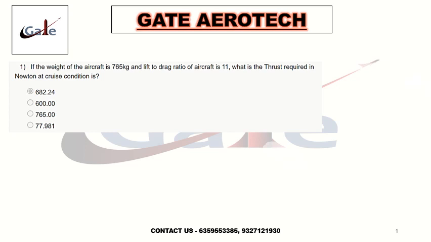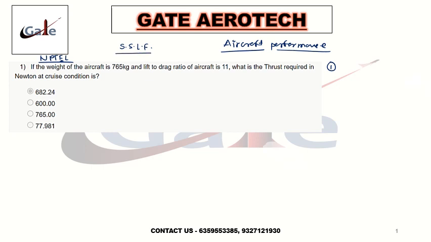Okay, hello everyone. In this lecture, we will see two questions of steady state level flight of aircraft performance. I have picked this question from NPTEL. This kind of formula-based question has been asked in the GATE exam many times for 1 mark. Generally, they ask for 1 mark for the formula-based question, and this question is from steady state level flight.